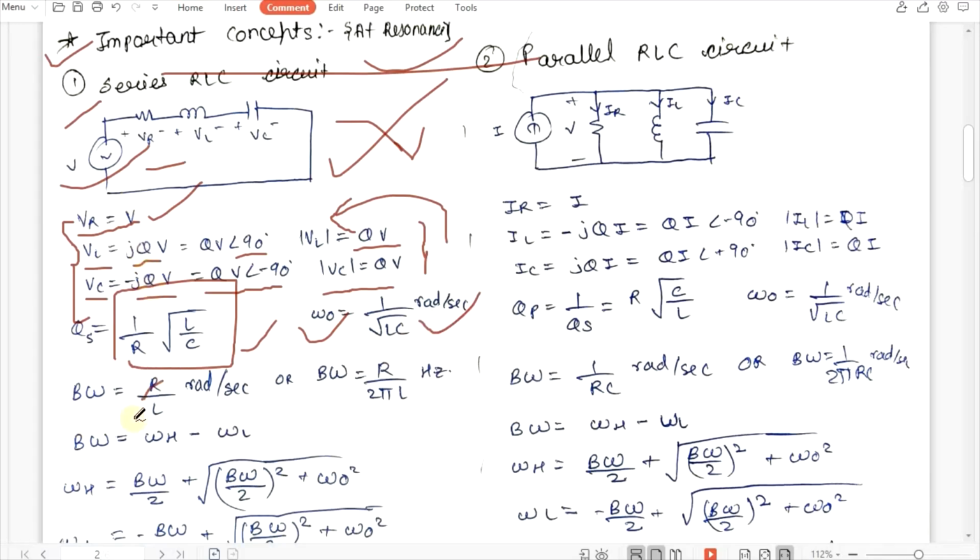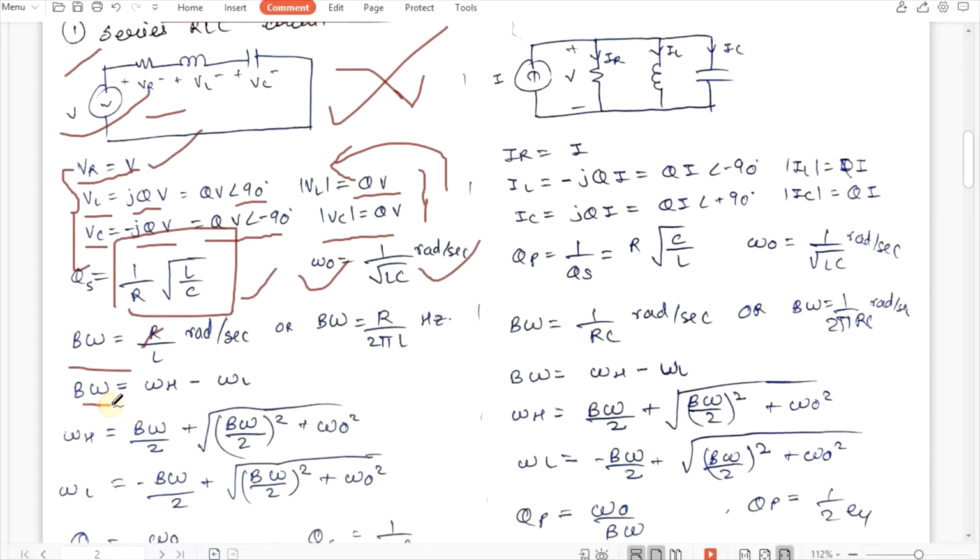Bandwidth for a series RLC circuit is R by L radian per second. If you want to write in hertz, it will be R upon 2 pi L. Note one thing, the bandwidth for a series RLC circuit is only a function of R and L. It is not a function of the capacitor.